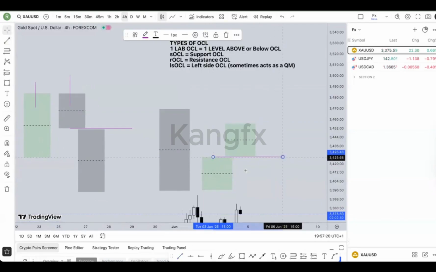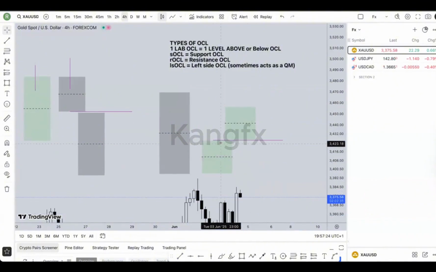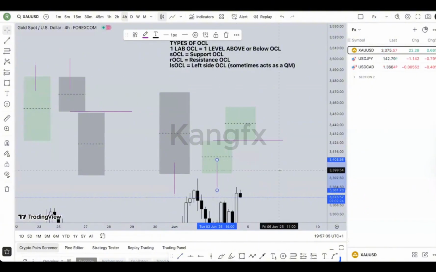So this is our support OCL. Why is this our support OCL? Because this is the OCL that was created after this support was created here. You see that? This is it here. And I'm only showing you OCL types, sub key levels that are very strong and powerful. That's what I'm showing you guys in the class. So this is a support OCL.